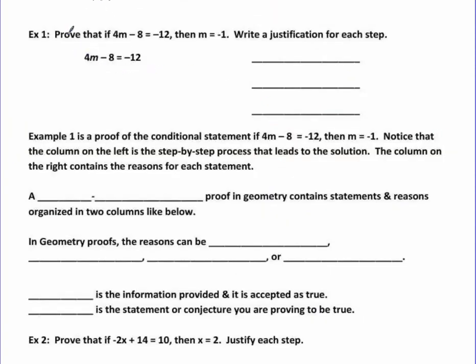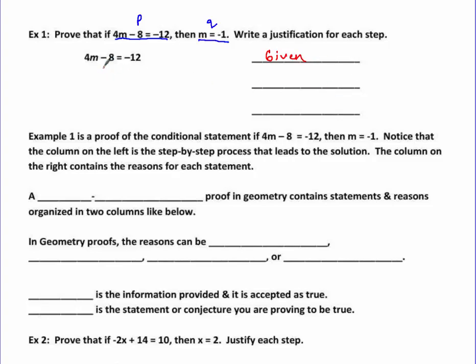We have a problem here that says prove that if, so this is a conditional statement, if 4m minus 8 equals negative 12, then m equals negative 1. So this is our P and this is our Q. And we're going to prove it, and we're going to write a justification for each proof. So the first thing we see is this 4m minus 8 equals negative 12. Well, that's our P, that's our hypothesis. So that's given to us. We just say that that's given.